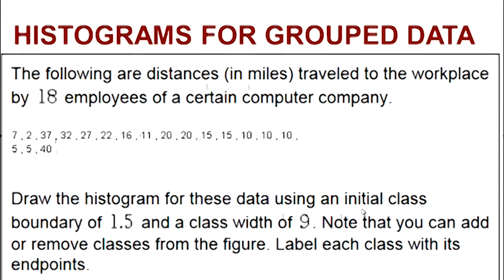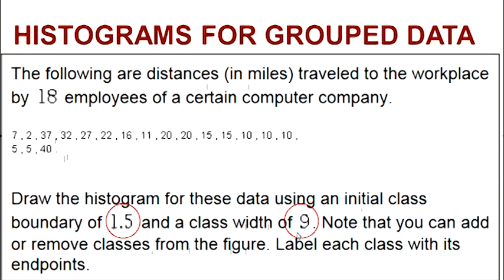And it asks you to draw the histogram using an initial class boundary of 1.5 and a class width of 9. Note that you can add or remove classes from the figure. Label each class with its endpoints. Okay? So the important things that we're going to need are that our initial class boundary is 1.5, and it just tells you that. There's not any way you're going to know that from this set of data. You just go with what they told you. And they're telling you to use a class width of 9.